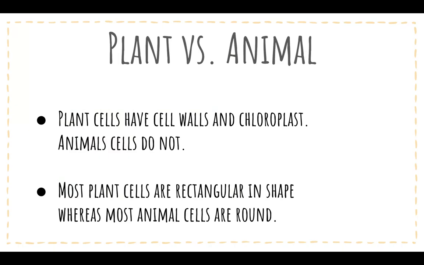So, plant versus animal cells. Plant cells have cell walls and chloroplasts. Animal cells do not. Most plant cells are rectangular in shape, whereas most animal cells are round.